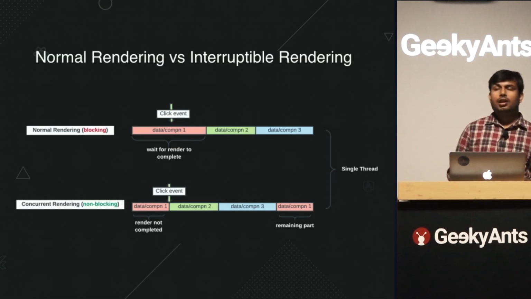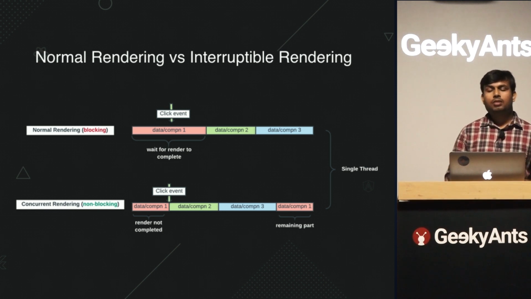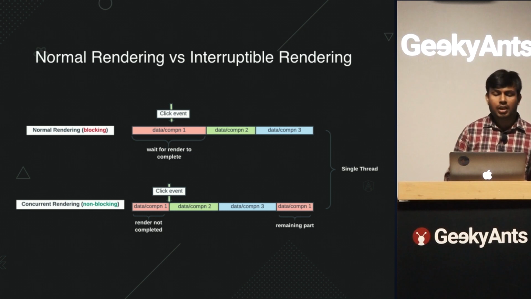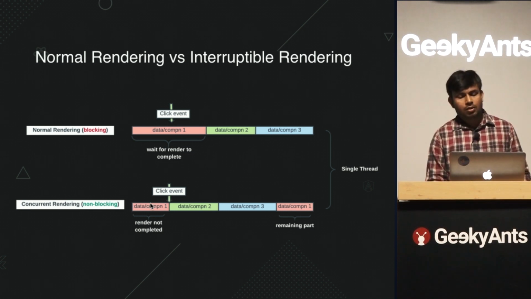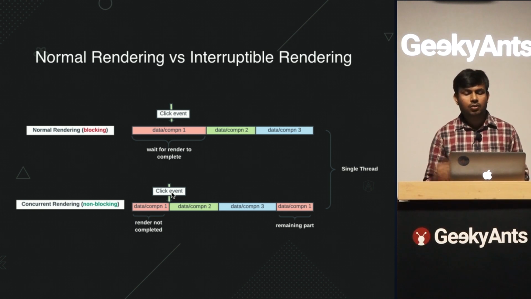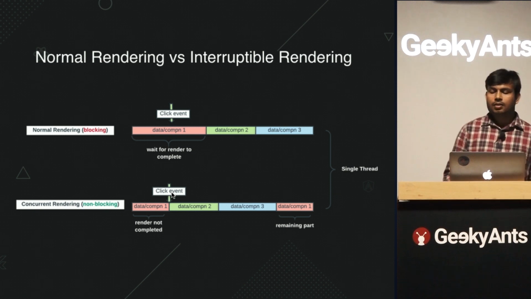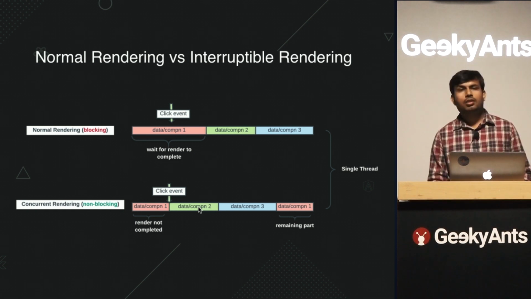React introduces the concept of interruptible rendering. What it does is, suppose a component is rendering, and when a user clicks an action, React will stop the previous render and start to process the user event. After the user event is completed, React will render the remaining part. I think you will be able to understand it.